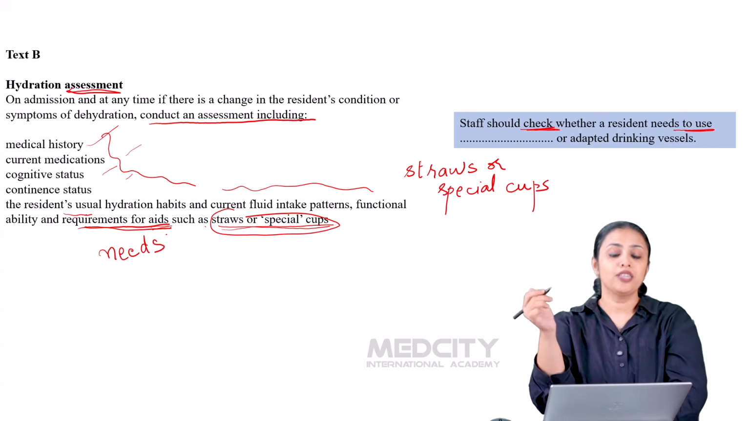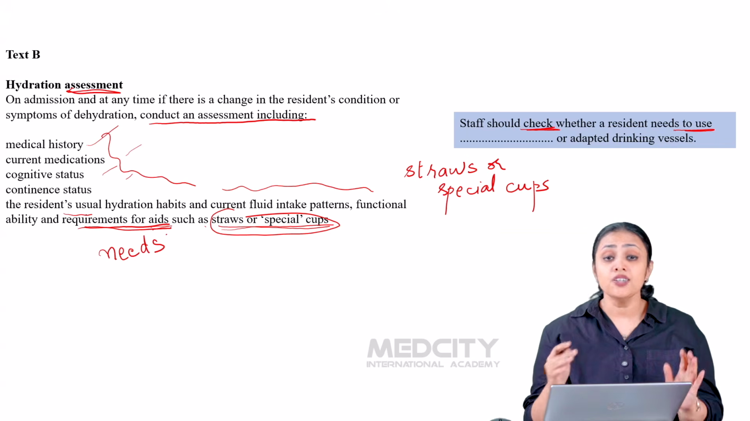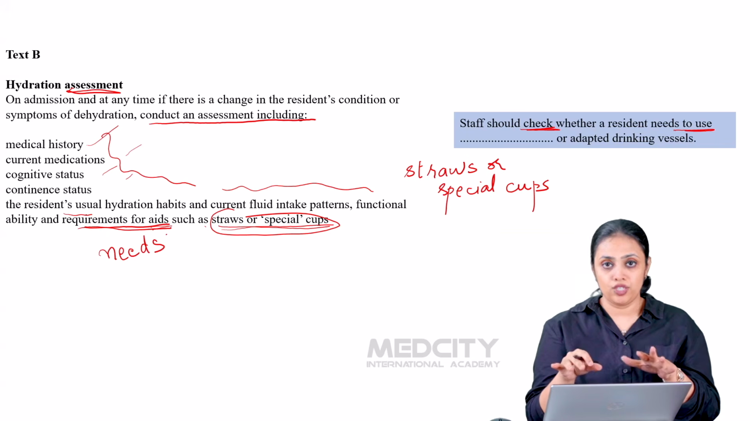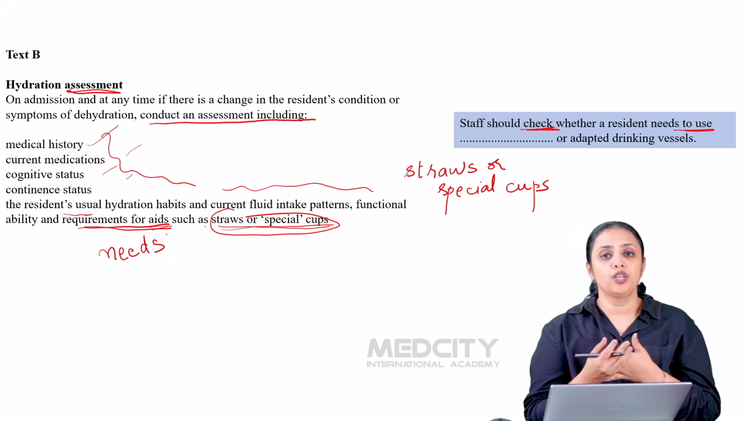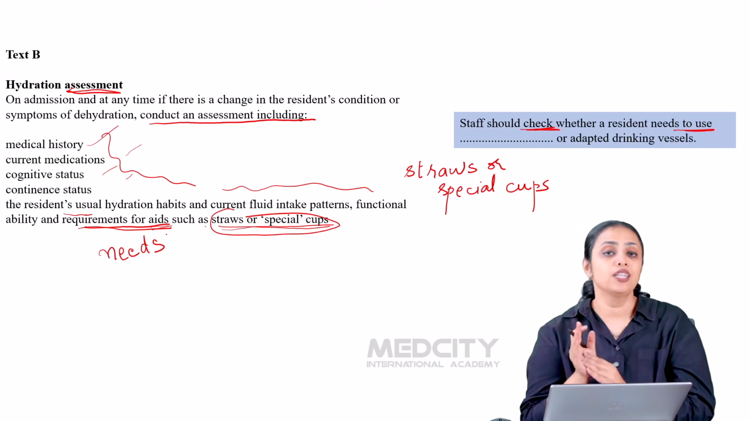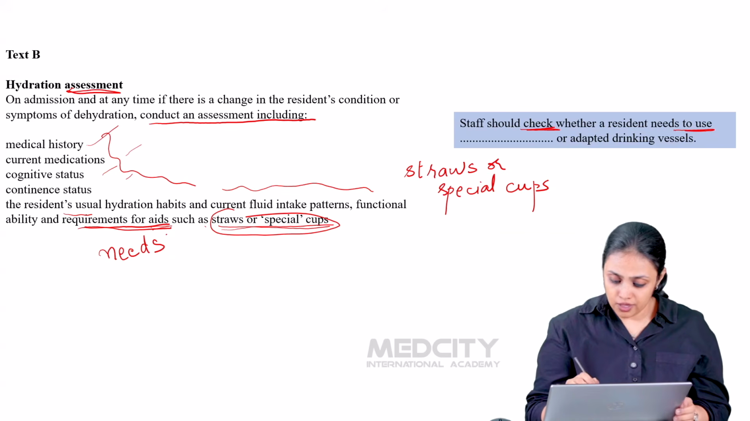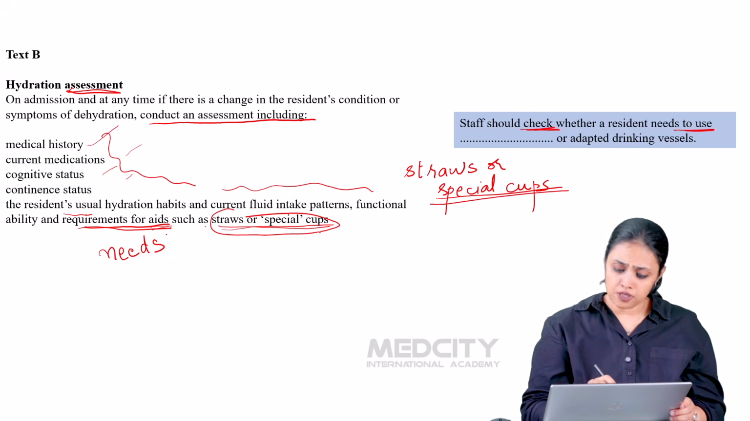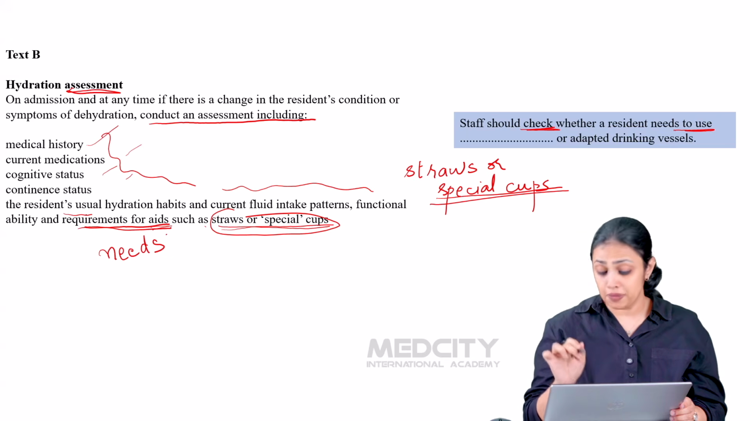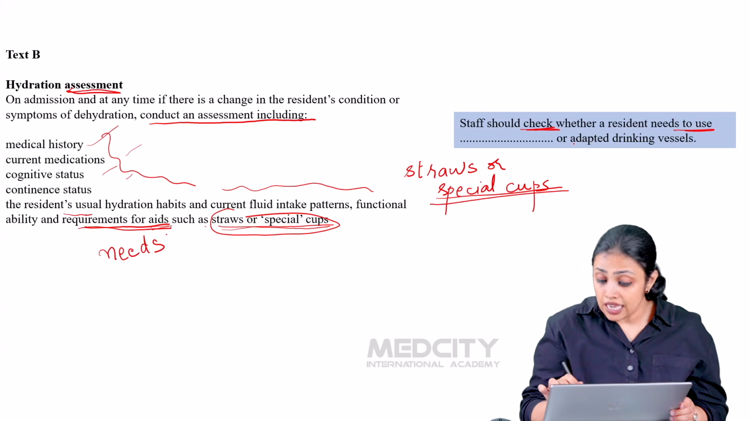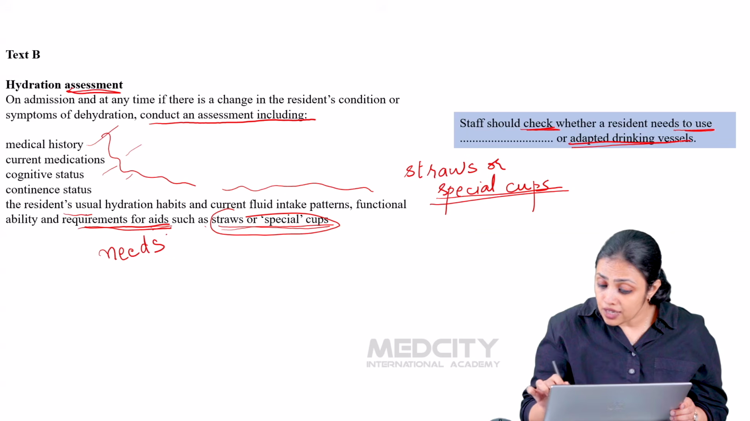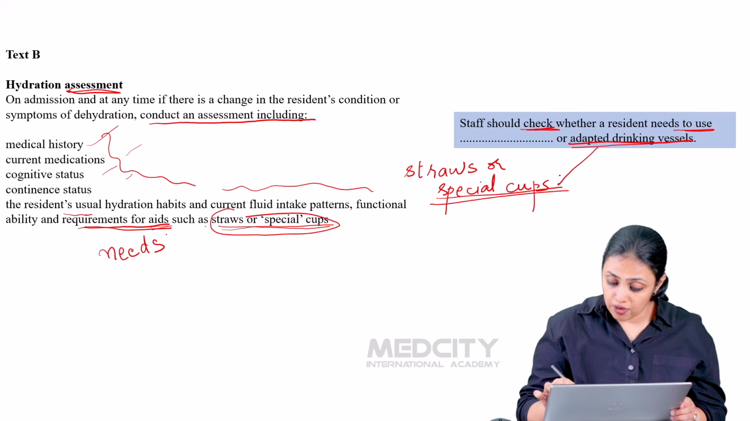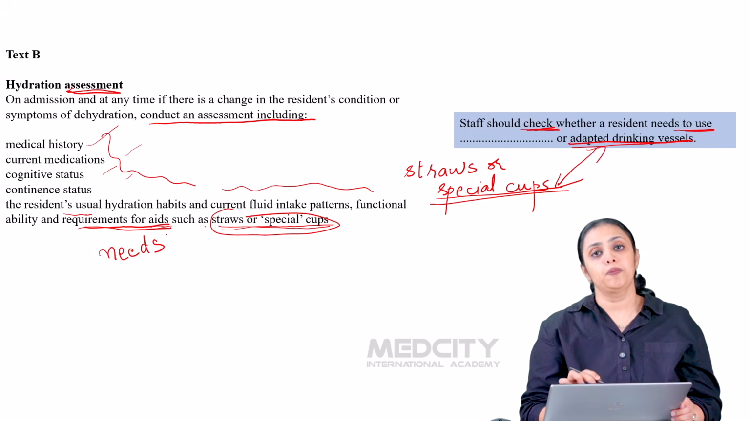Now what is the problem with this answer? Writing in excess or writing which is already there in the question prompt will actually lead to a wrong answer. Now here you see, is there a need for including special cups? You might feel that the special cups, I cannot find it in the question, but if you read it carefully, what is given here? Or adapted drinking vessel. This adapted drinking vessel is nothing but a paraphrased form of this special cup.